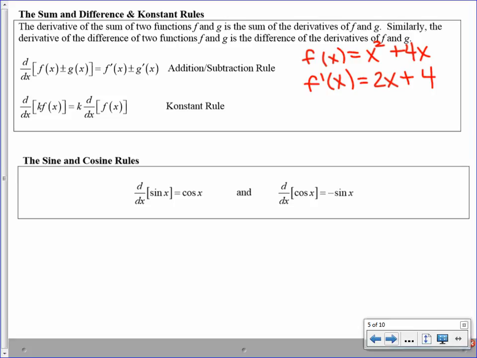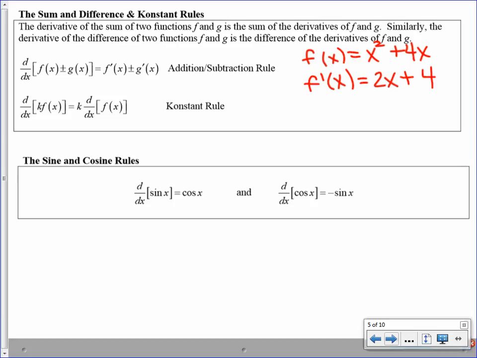Okay. So at least they're related, right? One's positive, one's negative. So you're going to have to remember which one the negative goes to. Okay.